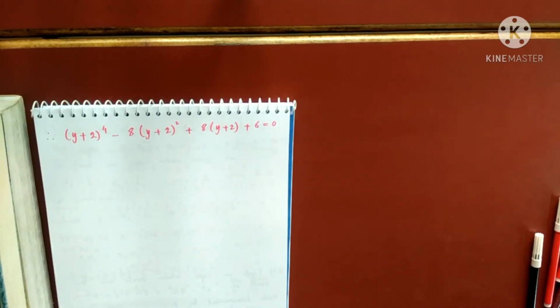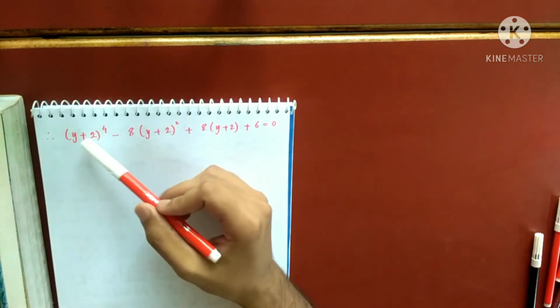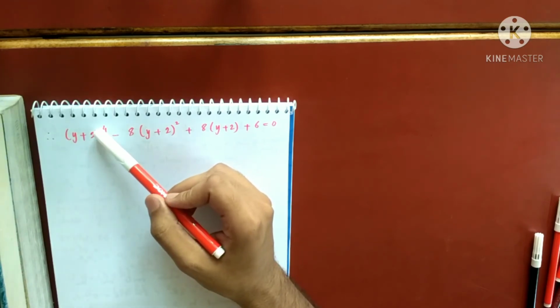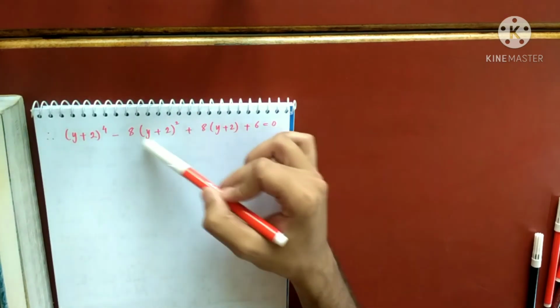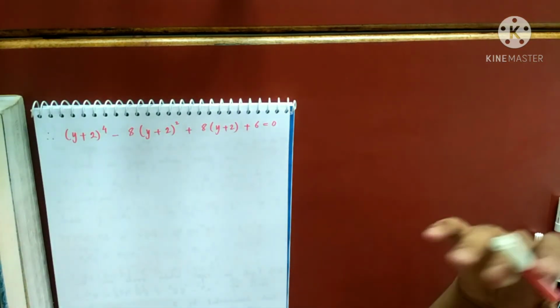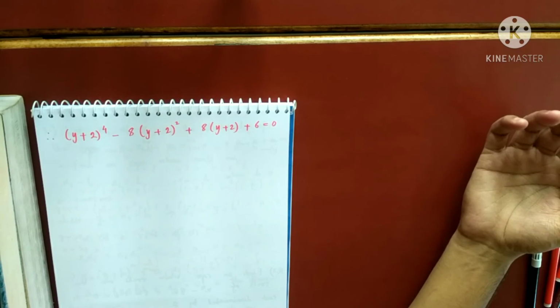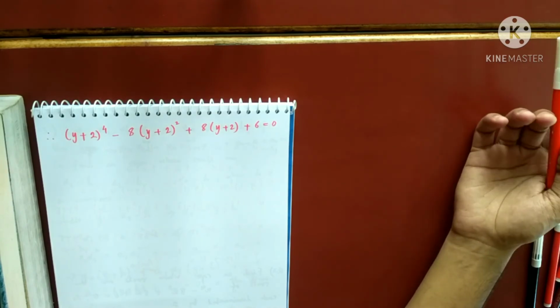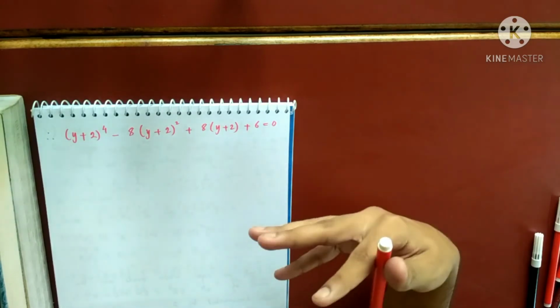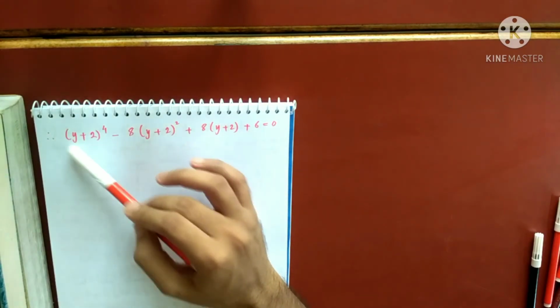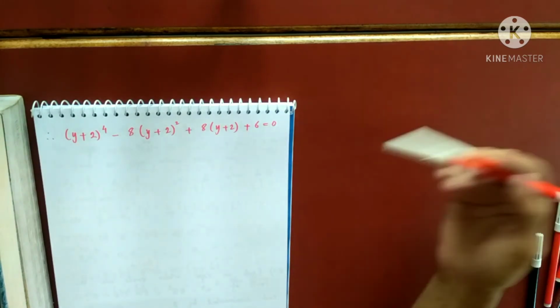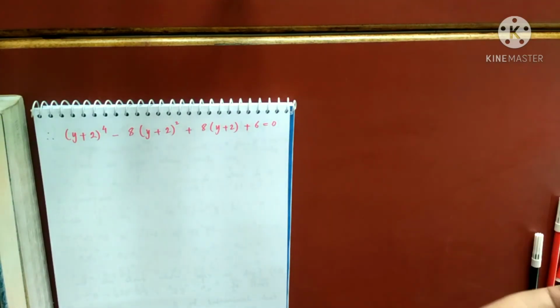Now you see, we have two options. One, you open these brackets, you use the formula for a plus b whole to the power 4 using the binomial expansion, and a plus b whole square and so on, and simplify it. You can either do that or you can do using synthetic division. I'll teach you using synthetic division. If you are not comfortable with the synthetic division, please expand this using the formula for a plus b whole to the power 4, 4c 0 x to the power 4 plus 4c 1 x cube and so on.